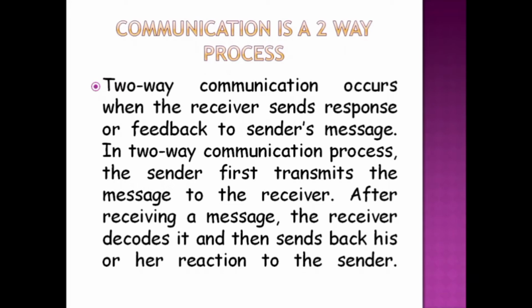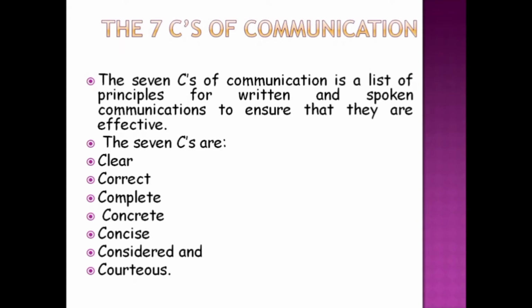Effective communication is communication between two or more people where the intended message is successfully delivered, received, and understood. Now, for effective communication, we have to follow the 7 C's of communication. The 7 C's of communication are a list of principles for written and spoken communications to ensure that they are effective. The 7 C's are clear, correct, complete, concrete, concise, considered, and courteous.